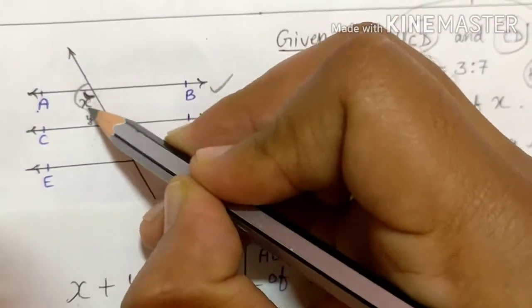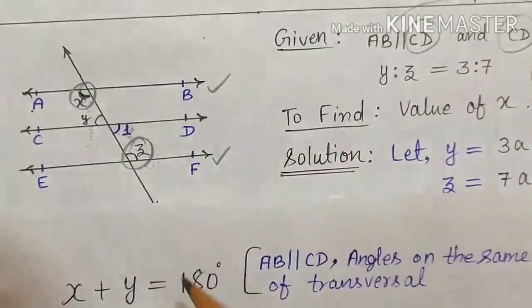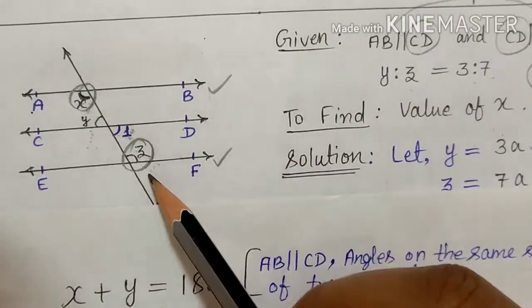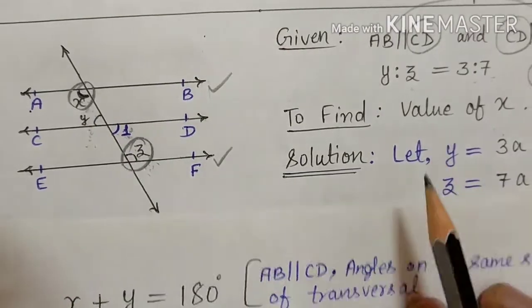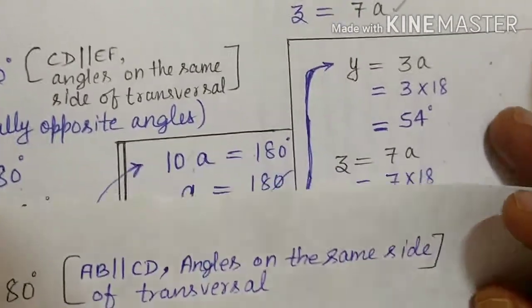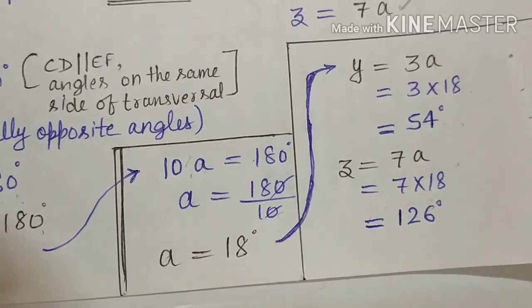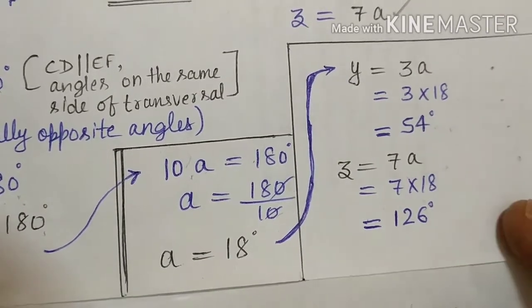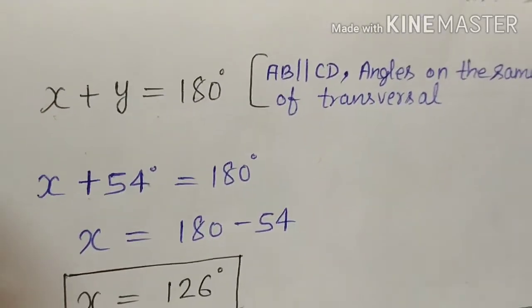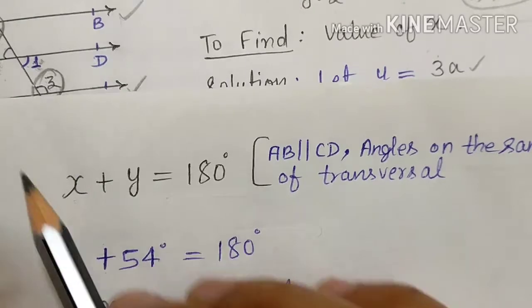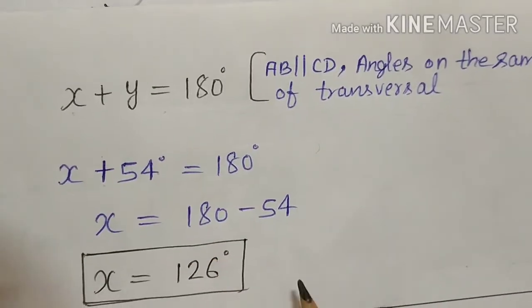So in this way we can say this angle will be equal to this angle. X will be equal to Z. Why? Alternate interior angles. So Z value how much we have found already? 126 degree. So this will be the value of X also. So in this way also we can find the value of X here. But we have used here this theorem, X plus Y, angles that come on the same side of the transversal theorem, and then we have found the value of X.